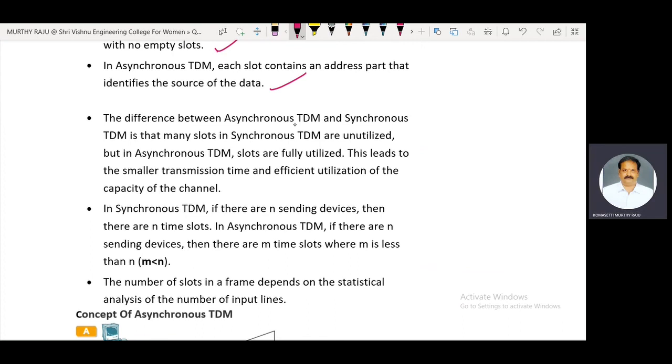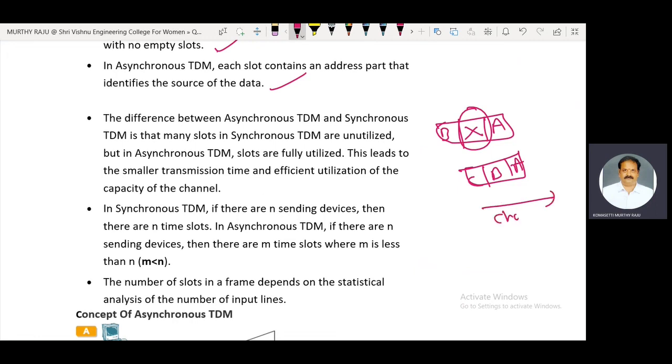The difference between asynchronous TDM and synchronous TDM is that many slots in synchronous TDM are unutilized. Suppose A, this one is empty. This time slot is unutilized. In the case of asynchronous TDM, slots are fully utilized. So all slots are filled with data. This leads to smaller transmission time and efficient utilization of the capacity of the channel.